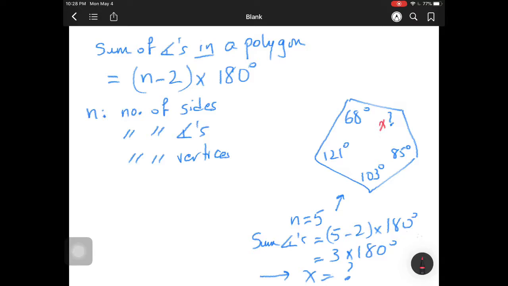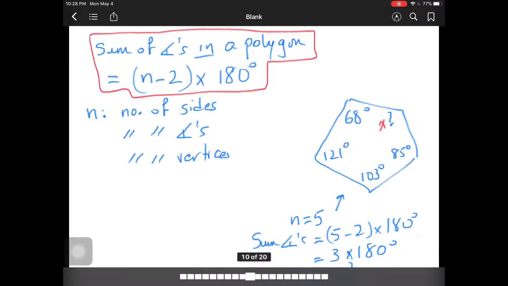So please remember to memorize this. The sum of angles inside a polygon equals n minus 2 times 180 degrees. Now that we discussed the sum of angles in a polygon, we're going to now discuss the sum of exterior angles of a polygon.